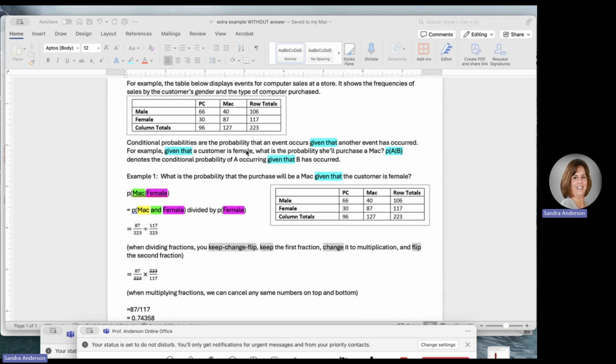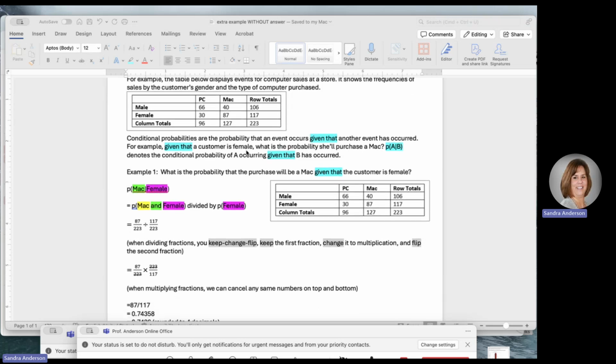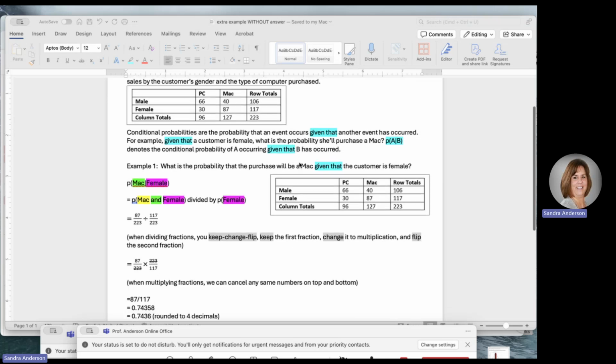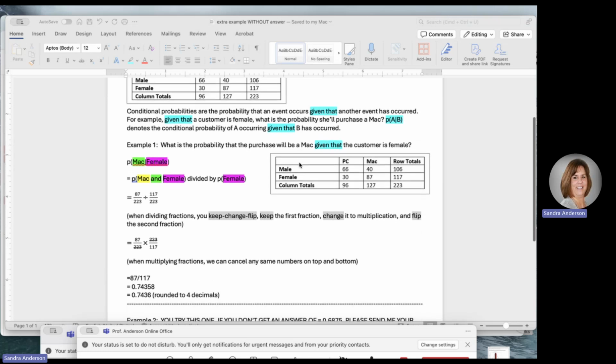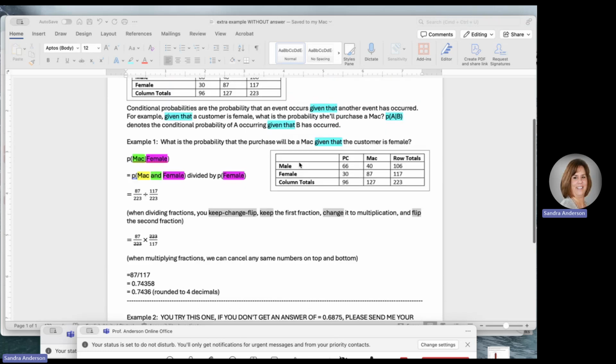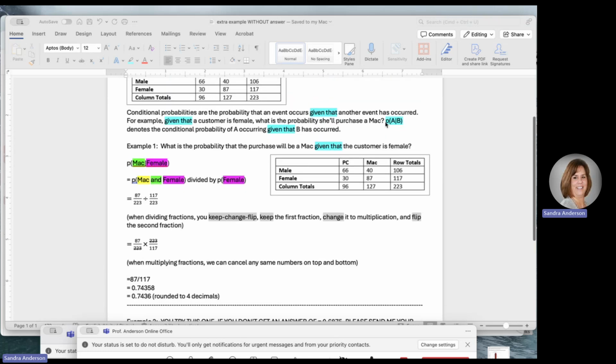So conditional probabilities are the probability that an event occurs given that another event has already occurred. So that's what we're talking about here. Given that a customer is female, what is the probability that she'll purchase a Mac? And I like to always write that out. So let's look at an example. This is the way you write it. It'll be the probability of something given that something. So the probability of A given that you already know B.